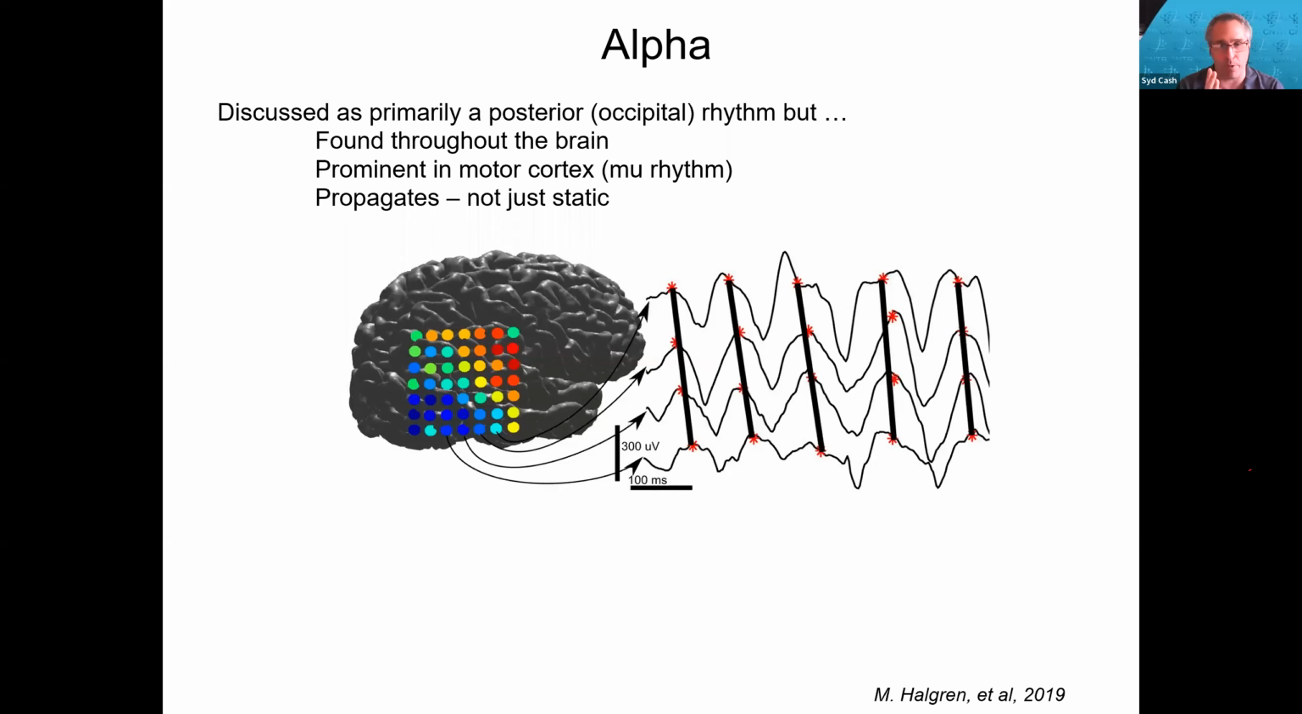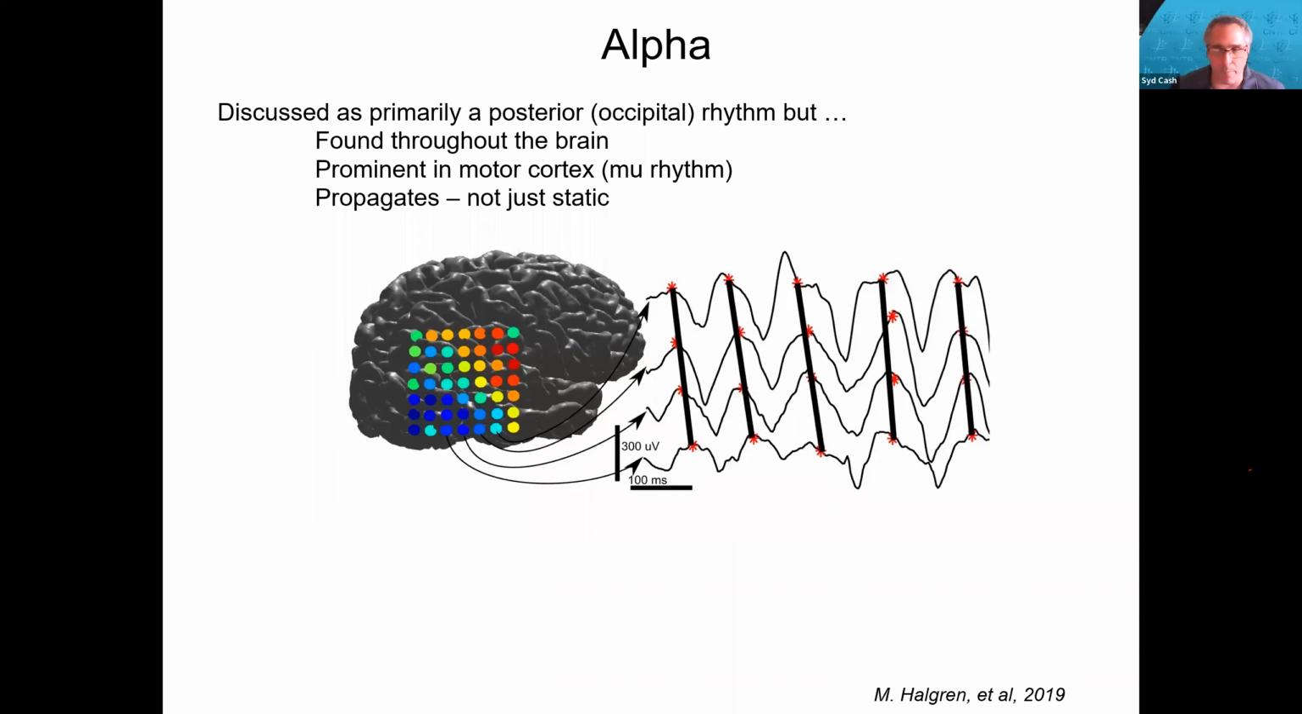In fact, there's separate alphas that are prominent in the motor cortex called the mu rhythm. There's a mid-temporal alpha as well, and you can see alpha in the frontal lobe. And it's not really static. It's not that it's just present in one place, but that it propagates. There are sort of waves of alpha activity, and each individual alpha cycle can propagate. And you see that here.